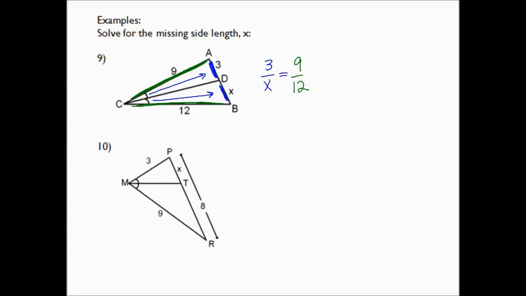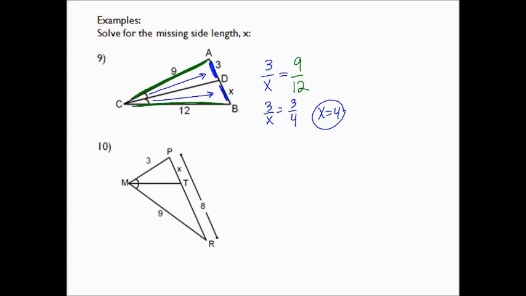I like to reduce first, so let's reduce it. 3 over x equals 9/12 reduces to 3/4. And without even cross multiplying really, I see both numerators are 3, therefore both denominators must be the same as well. X must equal 4.